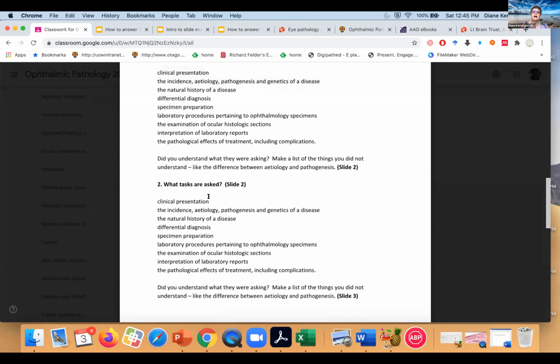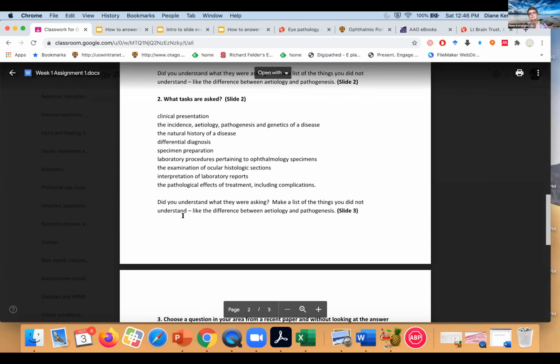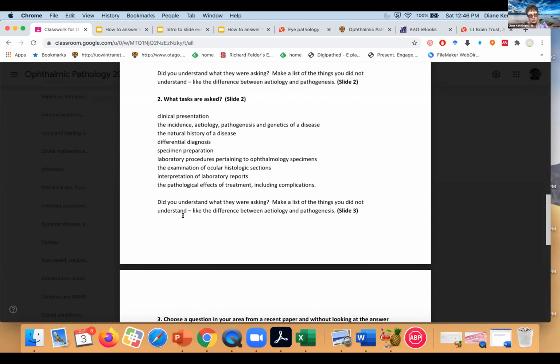And then the tasks that are asked. So do they usually ask on slide 2, do they usually ask the natural history? Do they usually ask how to send it to the lab? Okay. And then on slide 3, did you understand what they were asking? Okay, so all the questions that you've reviewed, did you understand what they were asking? If you didn't, make a list of the things you didn't understand, like the difference between etiology and pathogenesis. Okay, so that's slide 2.